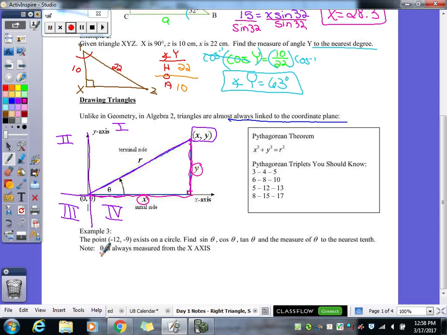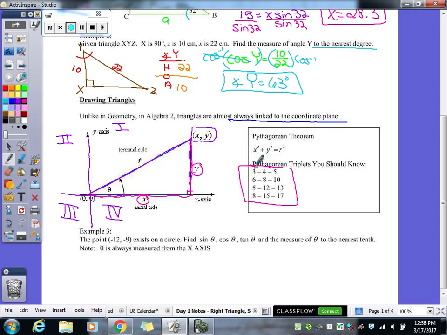So with these triangles, first thing you always have to do is find your missing side, which we always use our Pythagorean theorem for. Your a squared plus b squared equals c squared. If you happen to be able to recognize your wonderful Pythagorean triples, you can always use those also. That makes things go a little bit faster. It's not always going to be a Pythagorean triple, though.